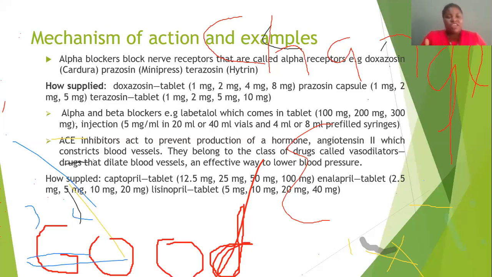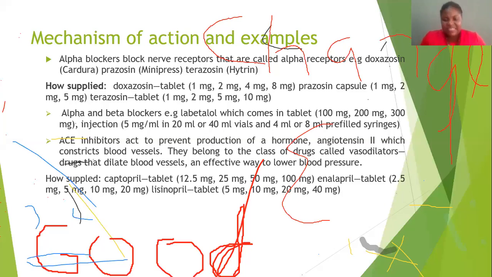So when you give these drugs, they act as vasodilators because they are preventing the effect of the hormone angiotensin II. It will help the blood vessels to dilate. So that means they act as vasodilators, and it is usually effective to lower blood pressure. Examples of these ACE inhibitors are captopril. We are all aware of captopril, lisinopril.